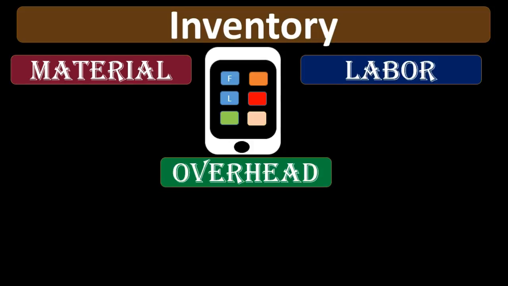Oftentimes when we consider inventory, we only think about the raw materials and we don't think about the labor and the overhead, which kind of makes sense if we're buying the inventory from a third party, and we don't see the labor and the overhead. We generally think of something like a tablet, like a bunch of raw materials that are put together.